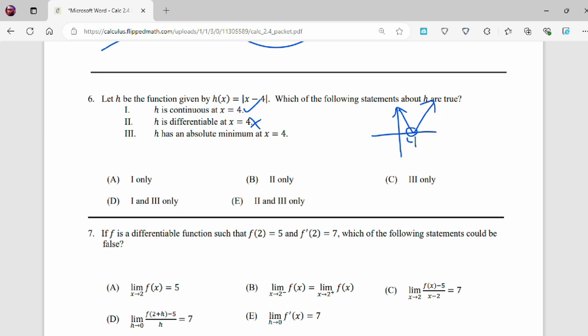And the last question is, h has an absolute minimum at x equals 4, and that is going to be true as seen by the graph, right? Our h of 4 is equal to 0, which is our lowest value on the graph. And you can also just see that visually, right? 4 is our lowest point. So our answer is going to be D, 1 and 3 only.